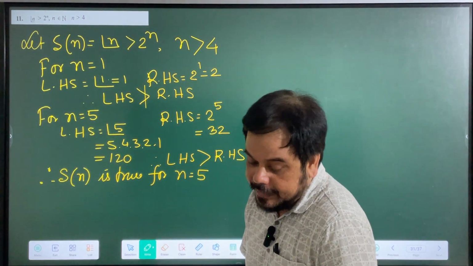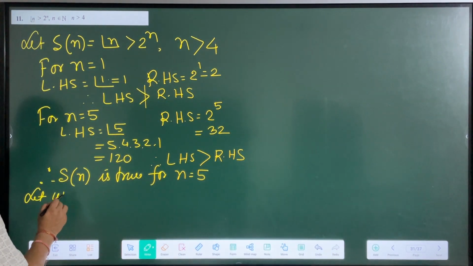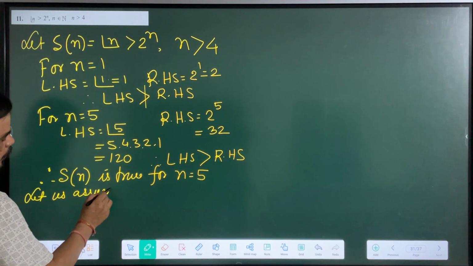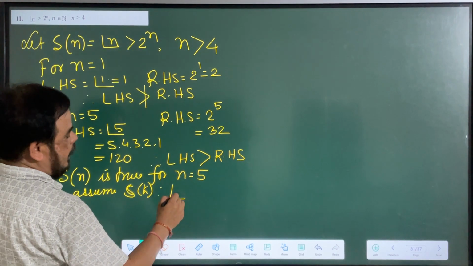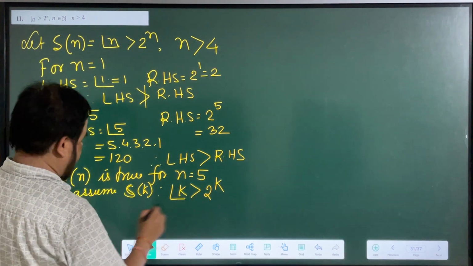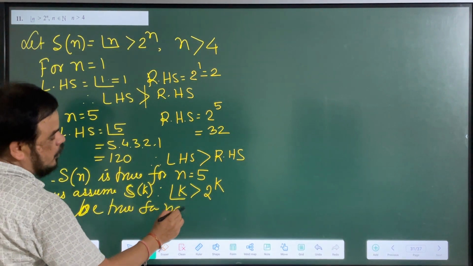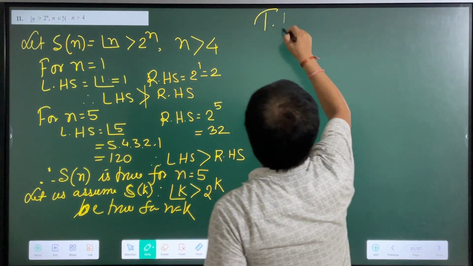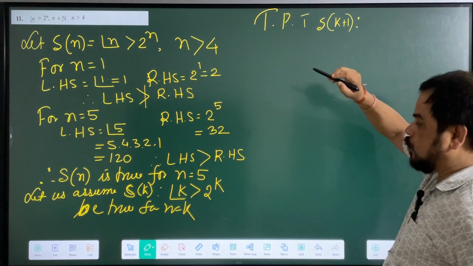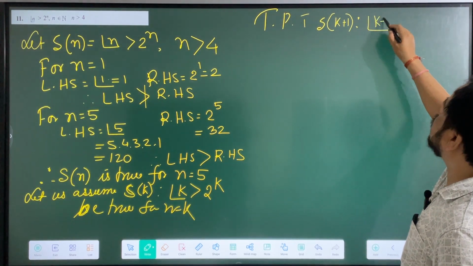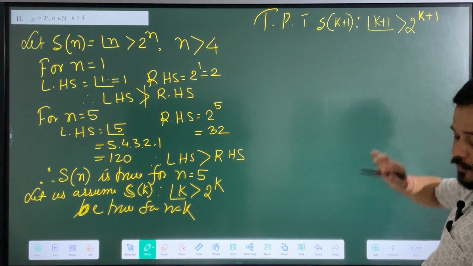Now we will go to K. Let us assume that 2 to the power K is true for n equals K. To prove that for K plus 1, factorial K plus 1 is greater than 2 to the power K plus 1. This is what we have to prove.